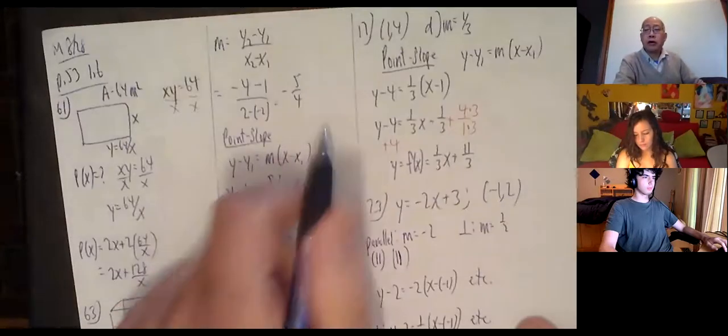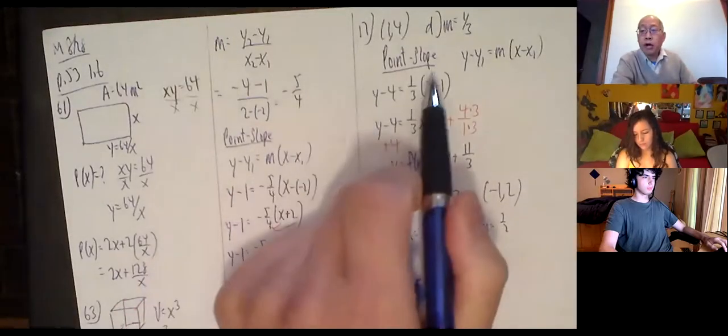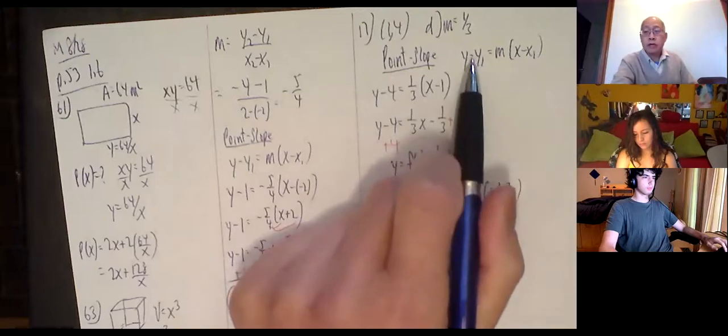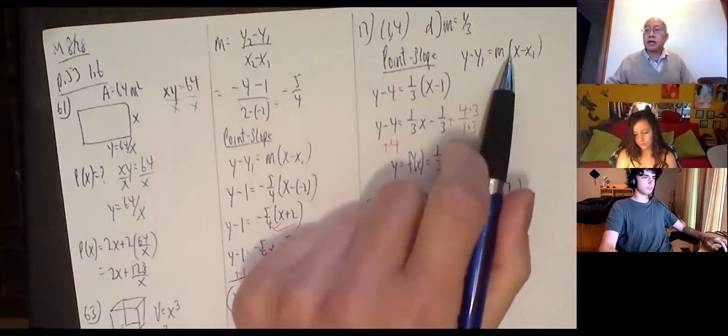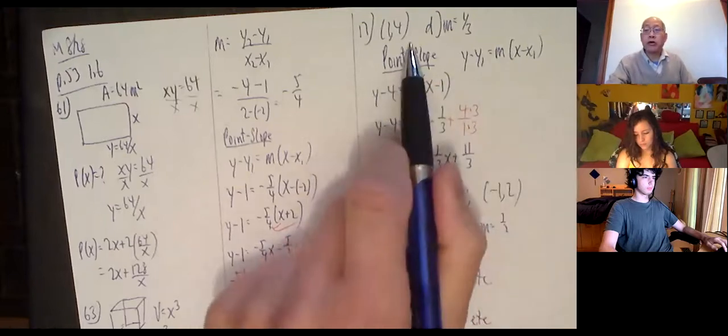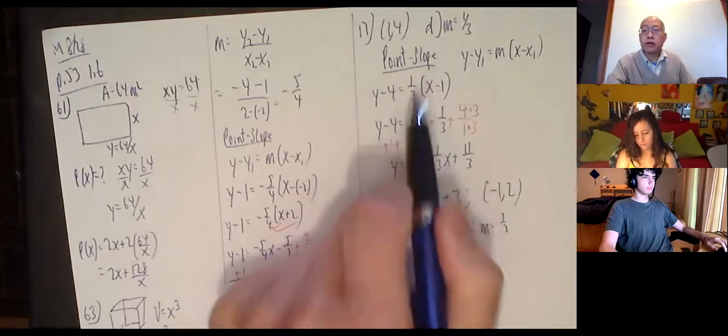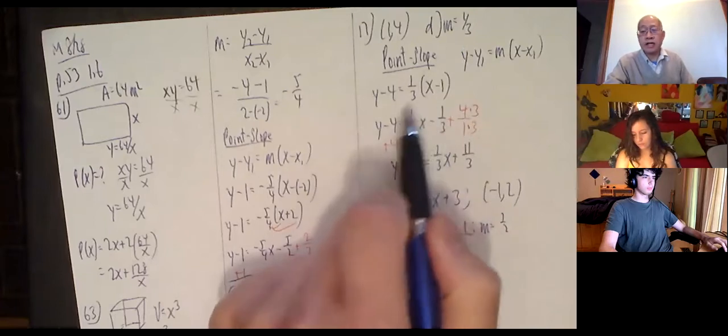Okay, so I throw directly into the point slope form. Y minus y1 equals m times x minus x1. Okay, so y minus 4 equals the slope 1/3, x minus 1, and then just clean it up.